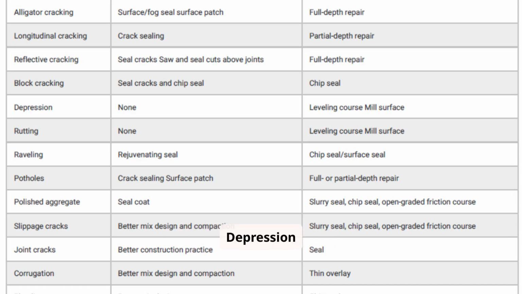5. Depression. Preventive treatments. No specific preventive measures are listed. Repair treatments. A leveling course or milling the surface can help correct depressions. 6. Rutting. Preventive treatments. No specific preventive measures are listed. Repair treatments. A leveling course or milling can be employed to address significant rutting. 7. Raveling. Preventive treatments. A rejuvenating seal can help maintain the pavement and prevent raveling. Repair treatments. Chip seal or surface seal can be used to repair raveling.